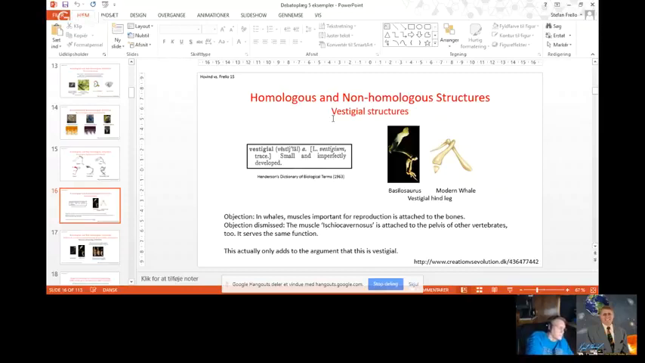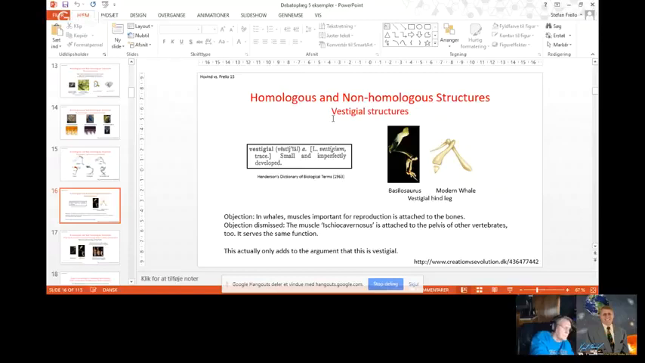There is a term called vestigial structures, and there is some confusion about what it actually means. It does not mean that we have a structure without any function. It just means small and imperfectly developed. This is from the Dictionary of Biological Terms.